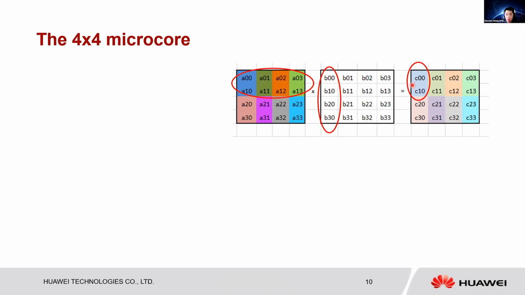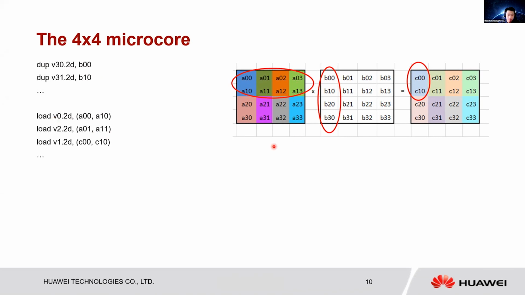So what does the procedure look like? We first duplicate these elements. These are pseudo instructions on AArch64. We first duplicate these B elements into the vector registers, both lanes. B32D now holds B00 in both lanes. And then we do the appropriate loads from A and C. There are 16 loads necessary. We load A00, A10 to V0, and so on and so forth.